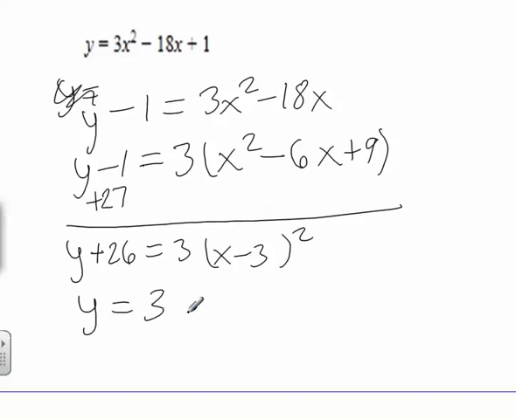And then we have our leading coefficient of 3, our stretch factor, and we still know where the vertex is. It's in the same spot. All right, that's it for this video.